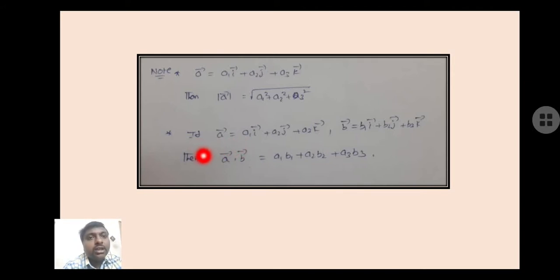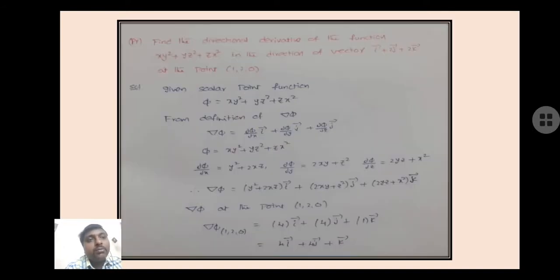The second point is here. If A bar is equal to A1 i bar plus A2 j bar plus A3 k bar, and B bar is equal to B1 i bar plus B2 j bar plus B3 k bar, then I define the dot product between the two vectors. We have another definition also, but here I am using this particular definition. A bar dot B bar is just the sum of components, A1 B1 plus A2 B2 plus A3 B3. These points are used in the upcoming problems.